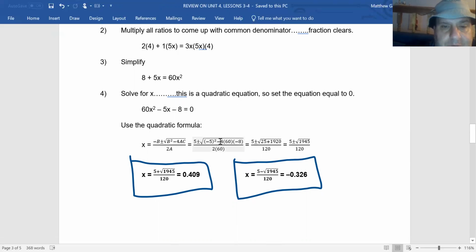We end up with 5 plus or minus the square root of negative 5 squared, which is 25. 4 times 60 times negative 8 is negative 1920, so that changes to positive 1920. Added to 25, that becomes 1945. This is what we break it down to: 5 plus radical 1945 over 120, and 5 minus radical 1945 over 120. The 2 decimals are 0.409 and negative 0.326. So get the graph prepared.